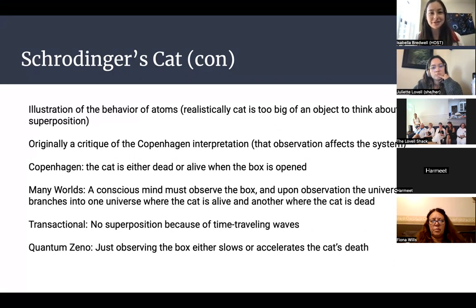Those two are less well known, but just to illustrate, there are so many different interpretations of this one thought experiment, and we still don't really know exactly what the right answer is. But this is a really good illustration of why quantum physics is counterintuitive, because obviously the cat can't be alive and dead, but in this situation it is.